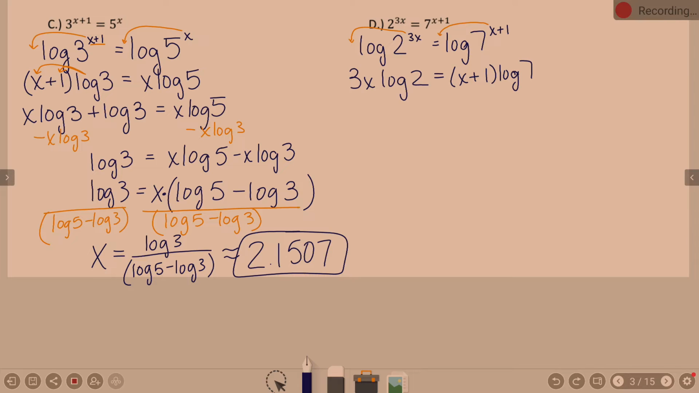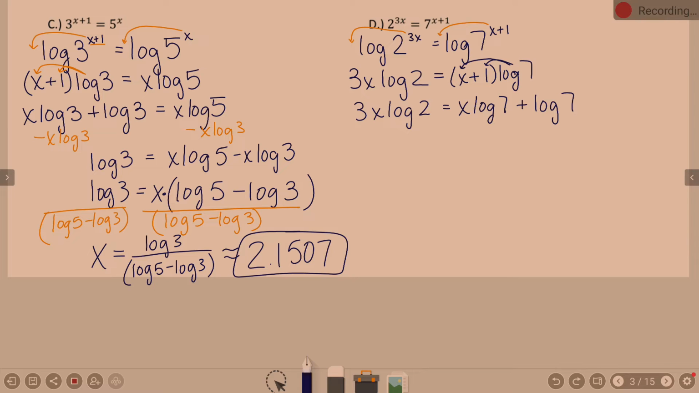Now as we look at this one, we've got x's on both sides, yes? What's the next step we took? Yeah. Remember, this log 7 is like a number, so we're going to take this log 7 and distribute. Okay? So 3x log 2 stays as it is. When I distribute, log 7 times x, I'm going to write as x log 7 plus, and then 1 times log 7 is just log of 7.